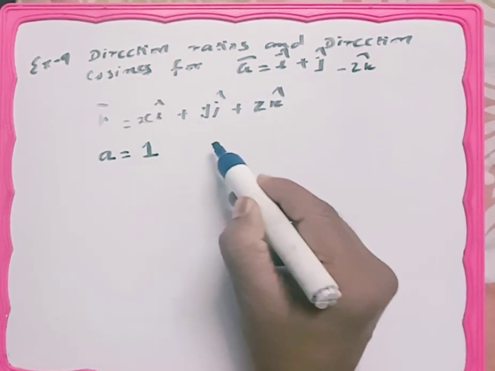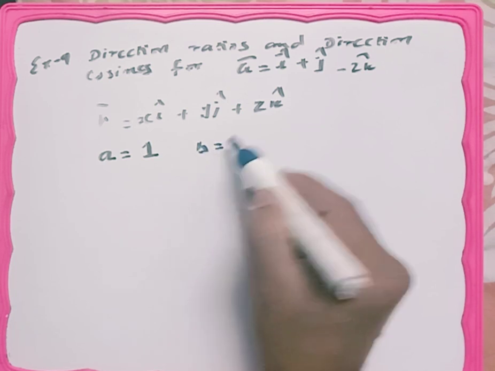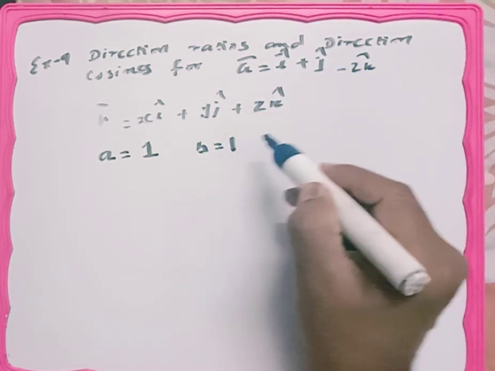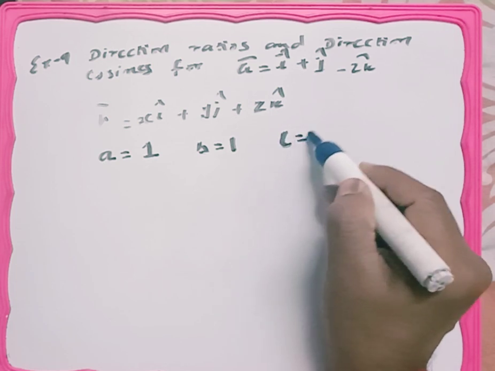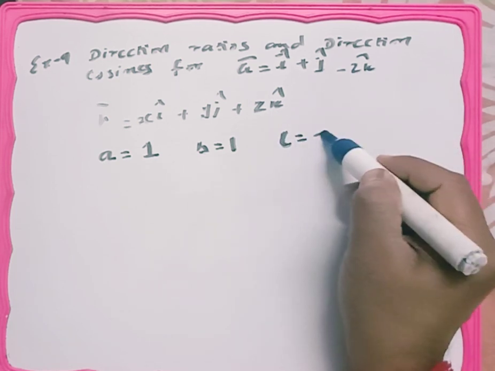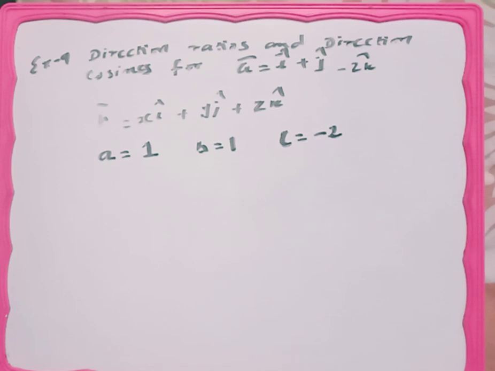so the component will be 1. B equals the j coefficient, which is 1, so 1. And C equals the k coefficient, which is minus 2, so minus 2. And so we have the direction ratios A equals 1, B equals 1 and C equals minus 2.